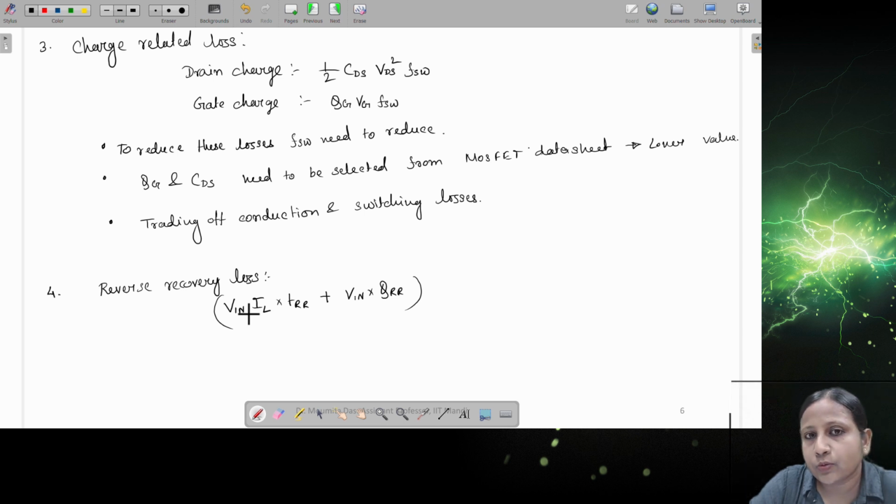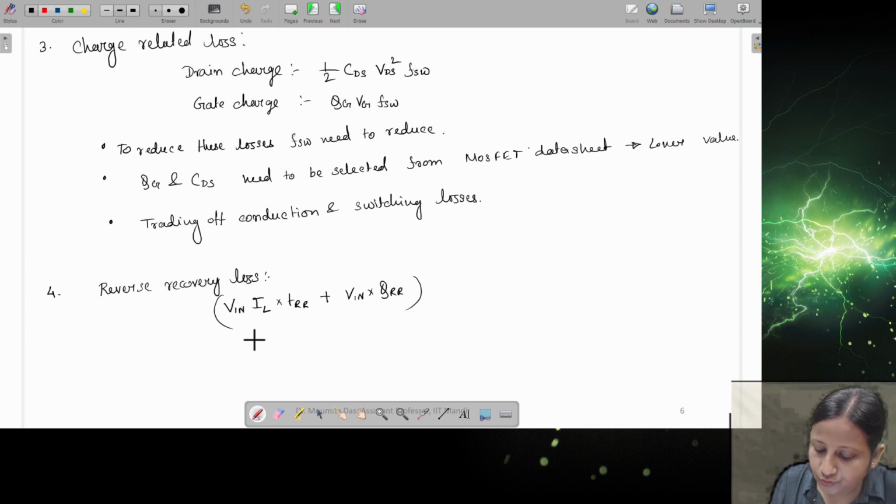But in most cases, forward and reverse operation is there, so the diode will come into the picture even if there is no diode connected separately. But let's say a boost converter or buck converter, they have a diode connected separately, then we have to consider this reverse recovery loss also, how much it is going to be.